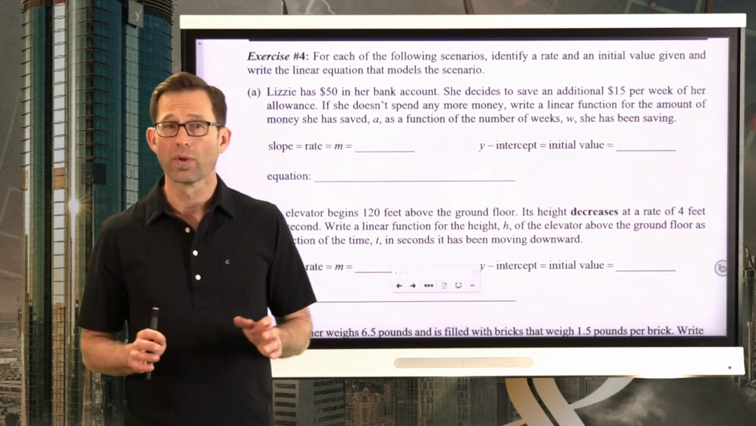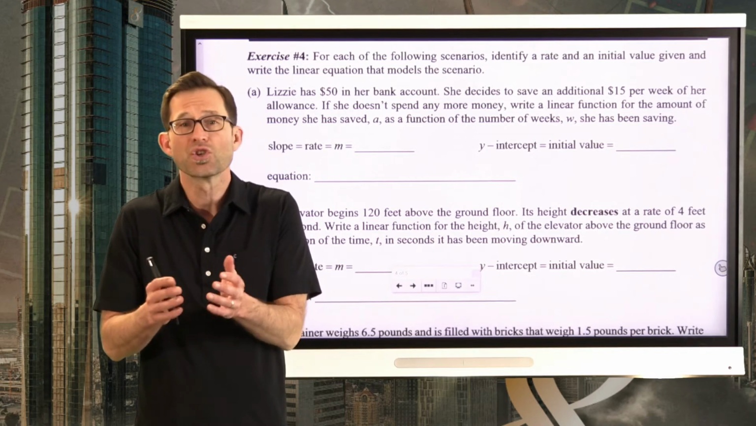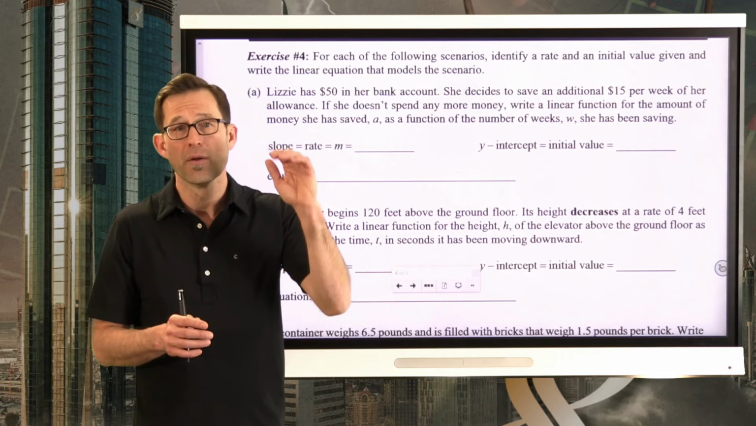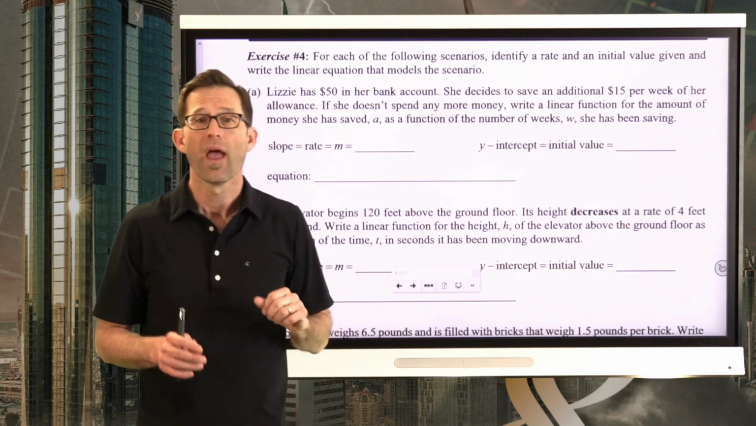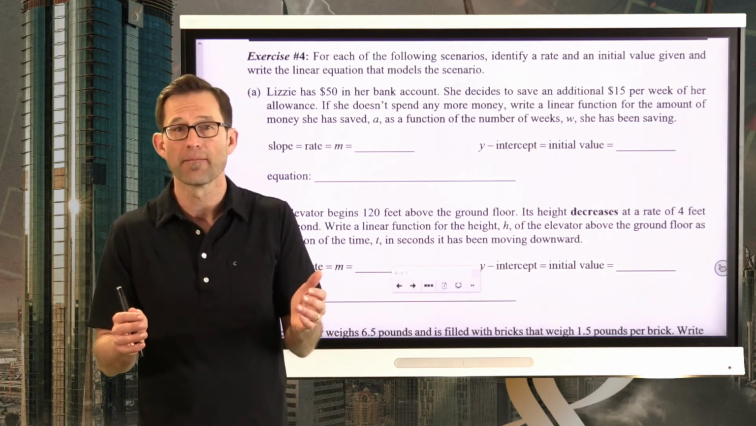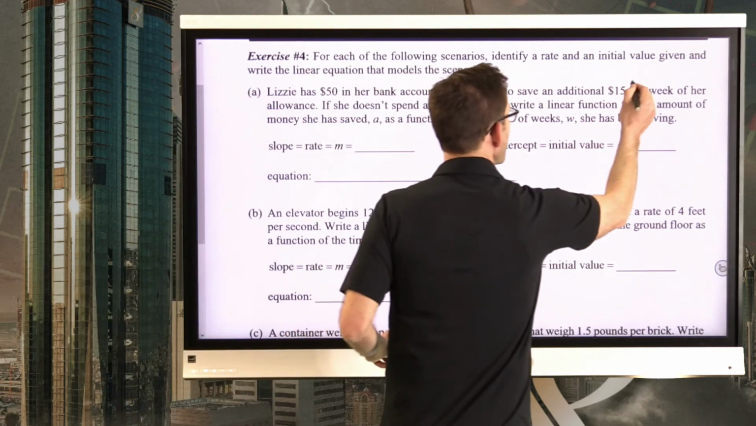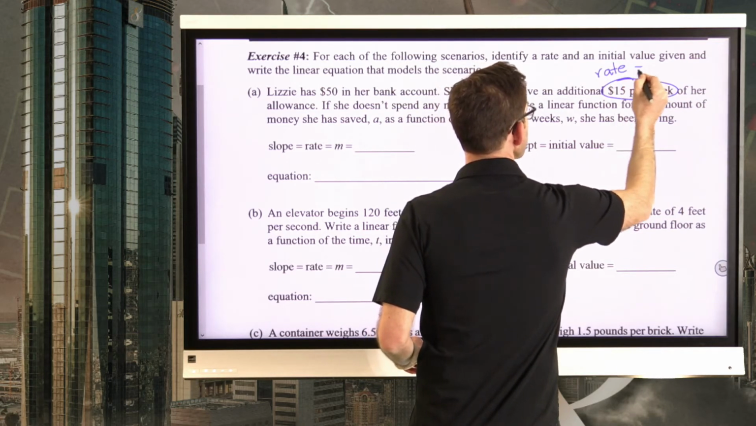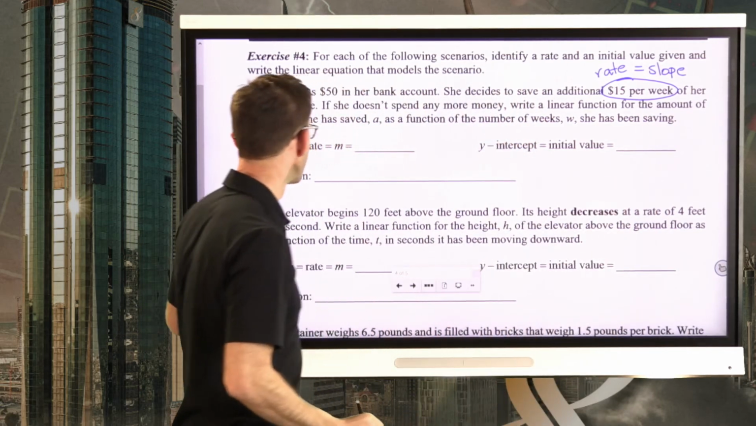For a linear function, you really need two things. Sort of something you're starting with, some initial amount, like in exercise number 2, right? The ball started at a height of 4 feet above the ground, and that's your y-intercept. And then you've got to have a rate that thing is changing per something. And it's very often very easy to spot the rate, right? Here's a rate. $15 per week. And that's going to be the slope, right?